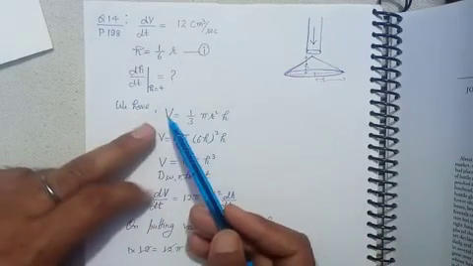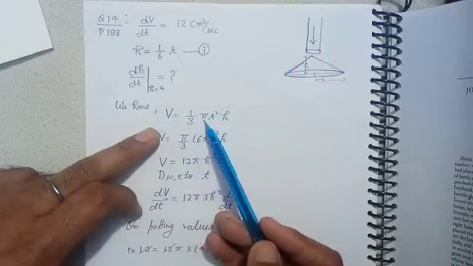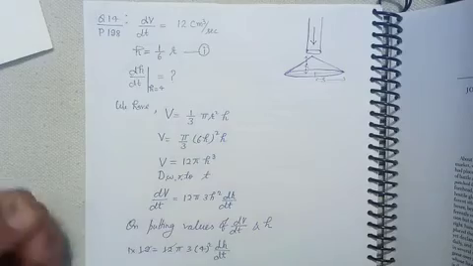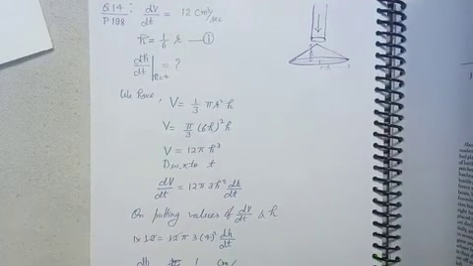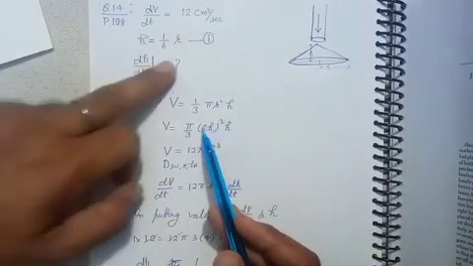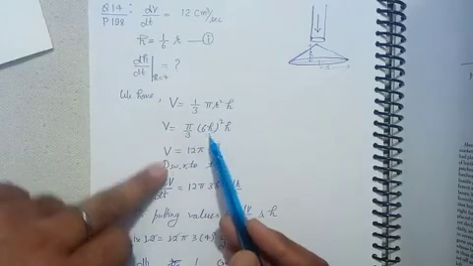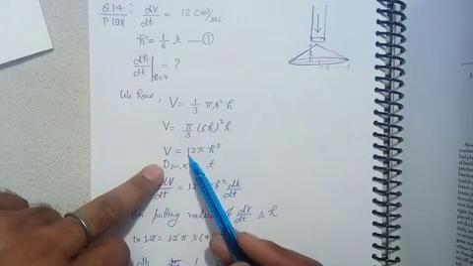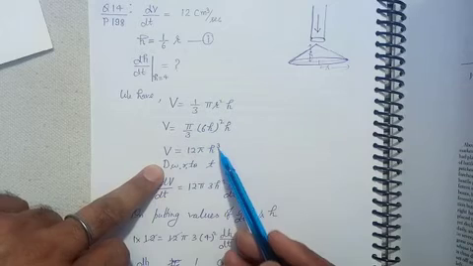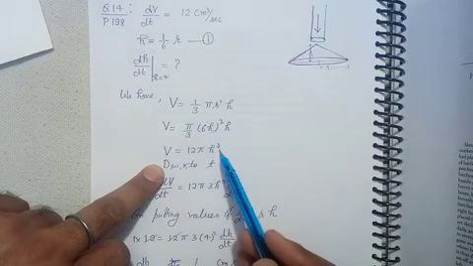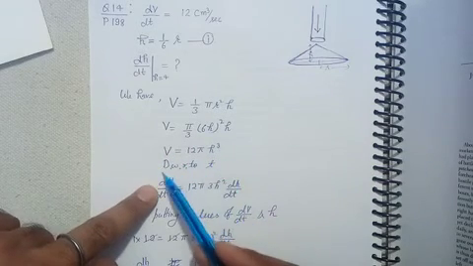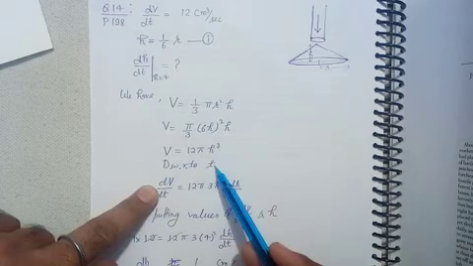So the volume of the cone is 1/3 pi r square h. But r equals 6h. So replace r by 6h. So this will be V equal to 12 pi h cube. This is V in terms of single variable h. Now you can differentiate the expression with respect to t.